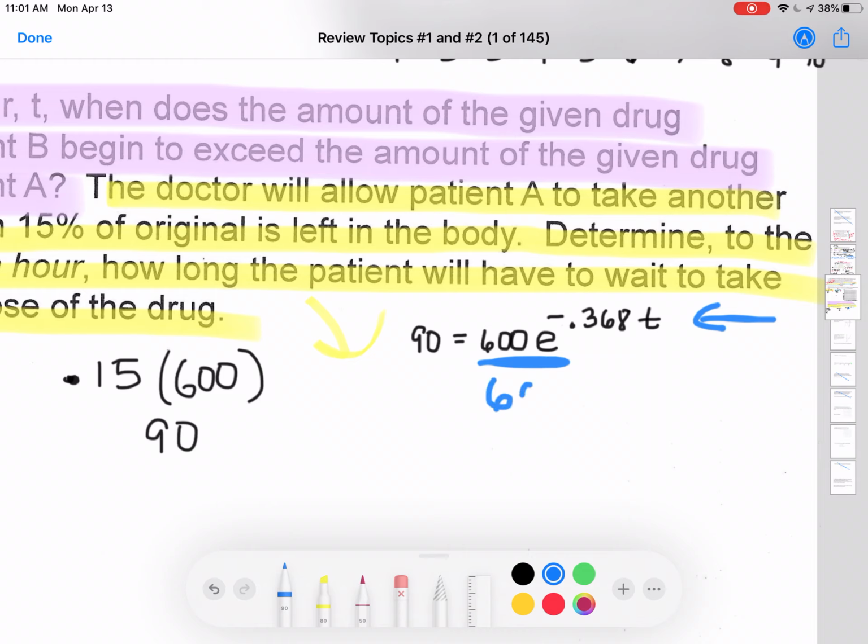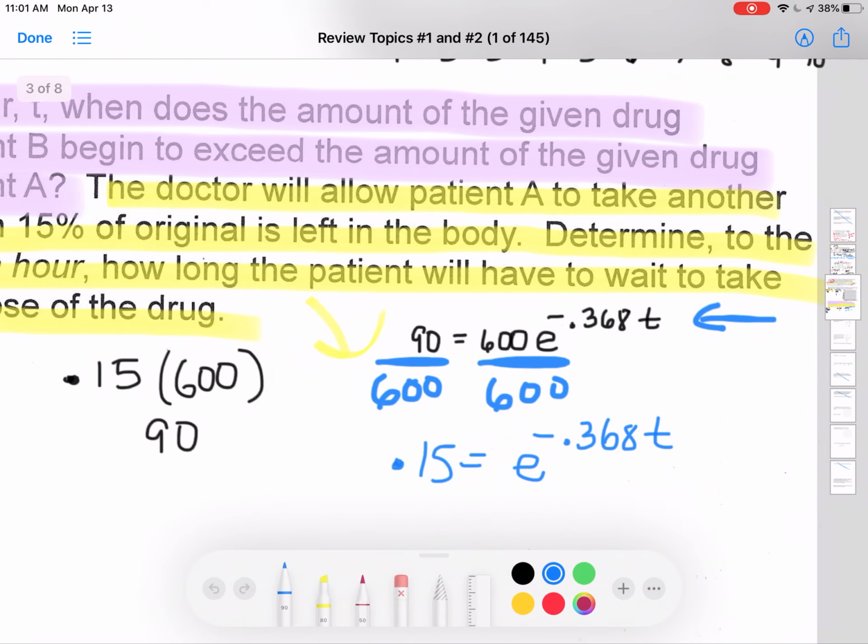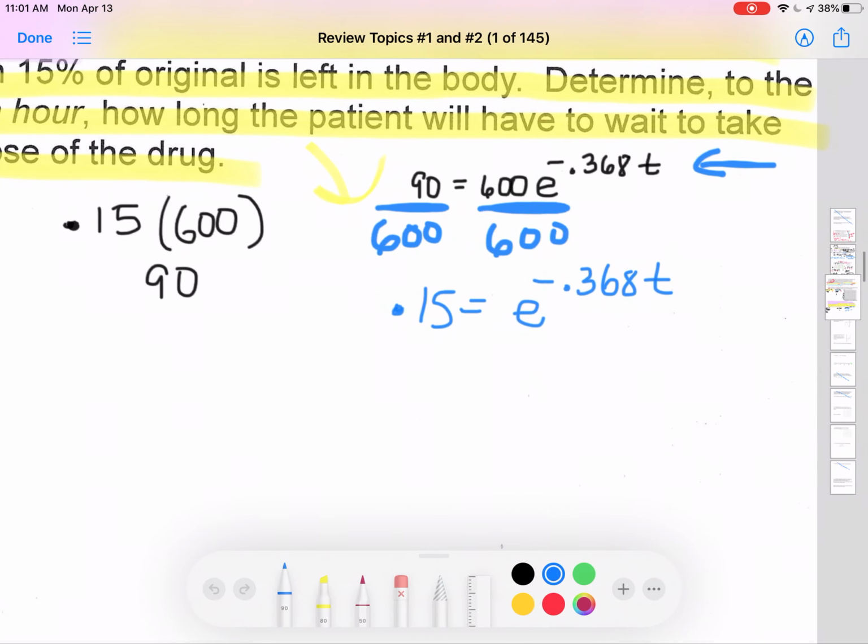So I'm going to divide by 600. Boy, that's a fat pen. Let's make this one skinnier. So we're going to get 0.15 equals e to the negative 0.368t. And remember what we would say in class? We'd be like, can we get the bases the same? Can we get 0.15 and e to be the same base? That's impossible. e is irrational. So we're going to take the log of both sides.